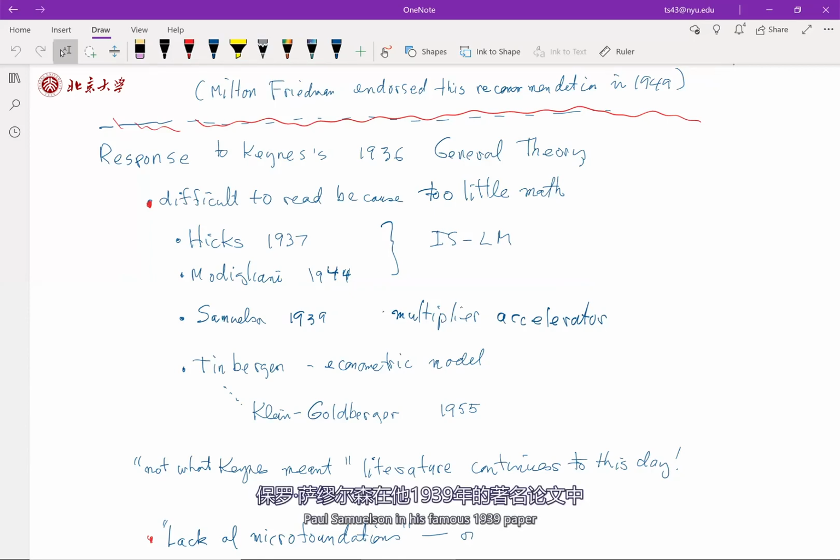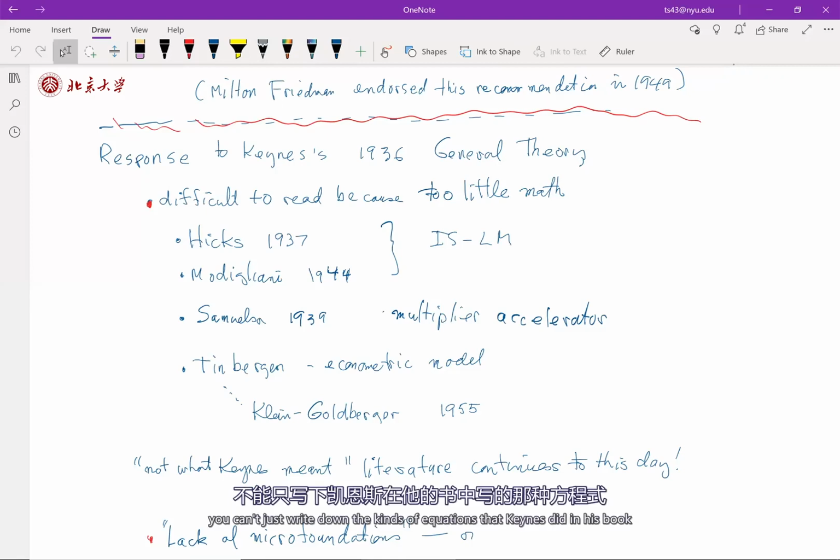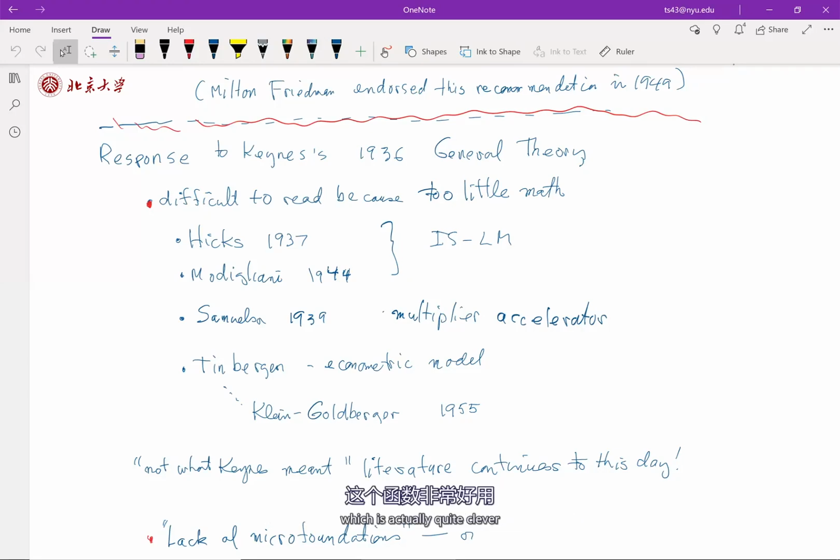Paul Samuelson, in a famous 1939 paper, wrote a difference equation. He tackled dynamics. He said, if you want to talk about business cycles, you can't just write down the kinds of equations that Keynes did in his book. You need equations that describe how things evolve over time. So he did. He wrote down a consumption function that had some dynamics. He wrote down a particular kind of investment function, which is actually quite clever because it does a good job of fitting data, the accelerator. Keynes did that.